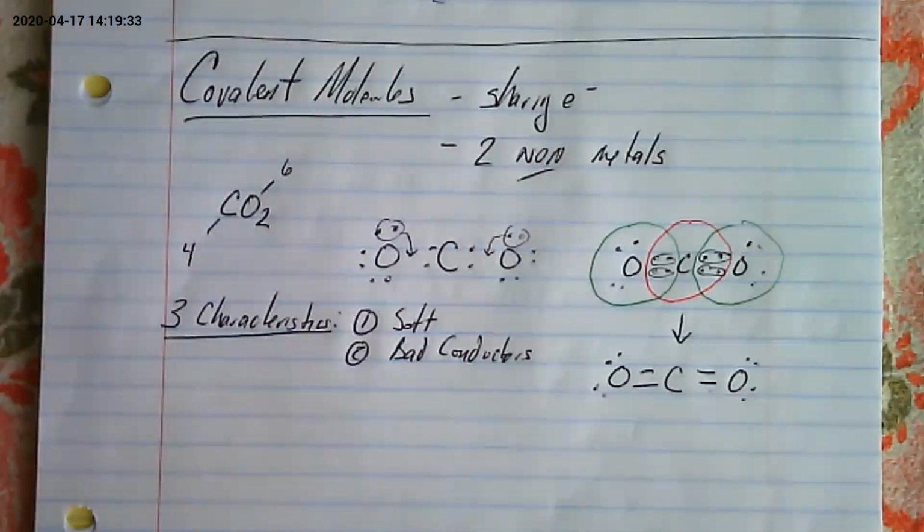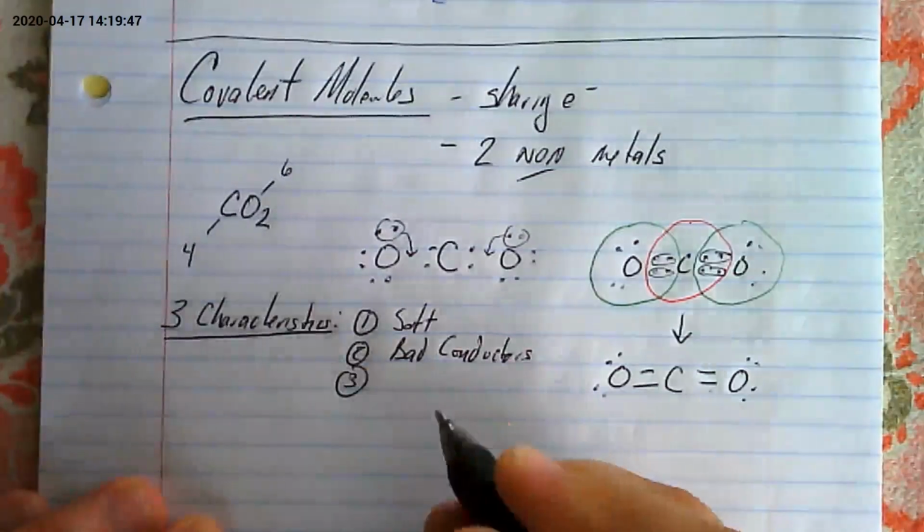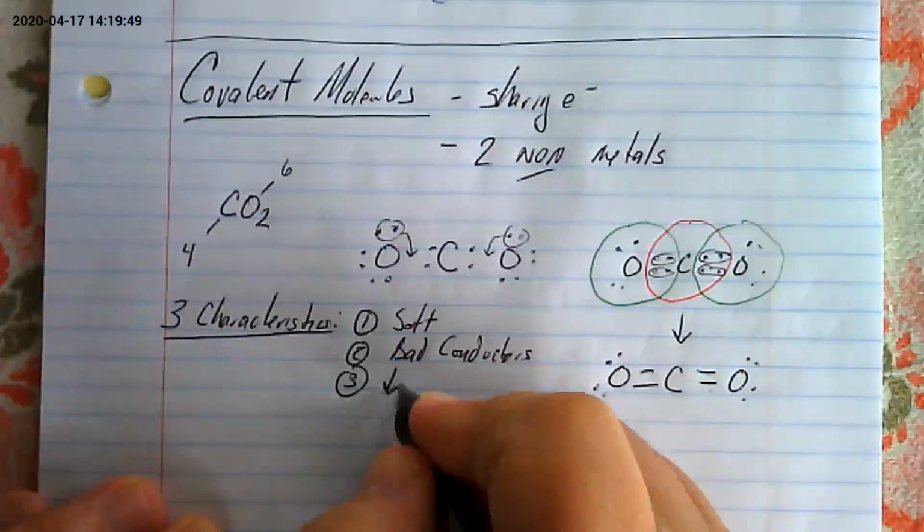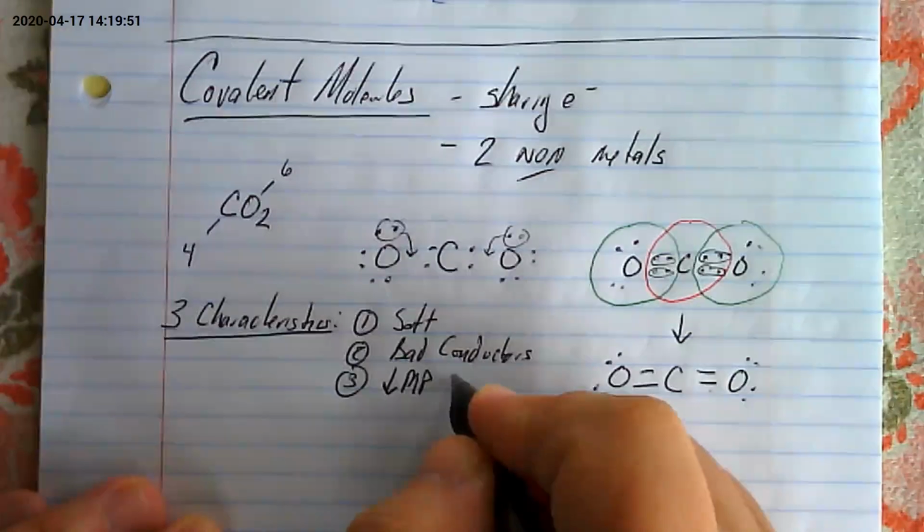One, they are soft. As we talked about, ionic compounds are brittle. Covalent molecules are soft. When you think of covalent molecules, I want you to think about soaps and oils. Number 2, they are bad conductors.